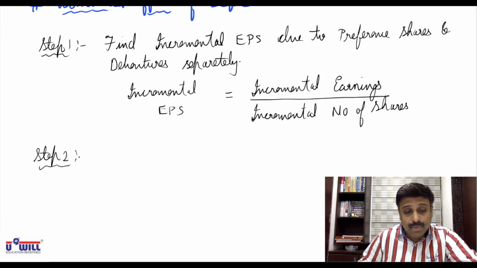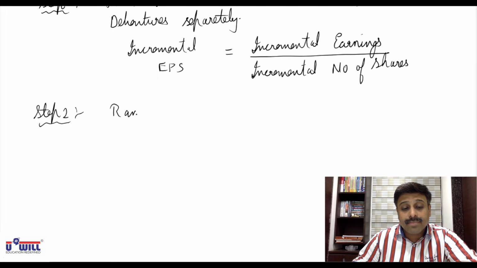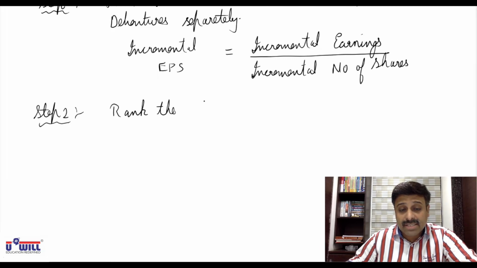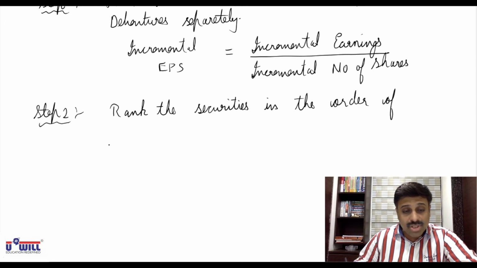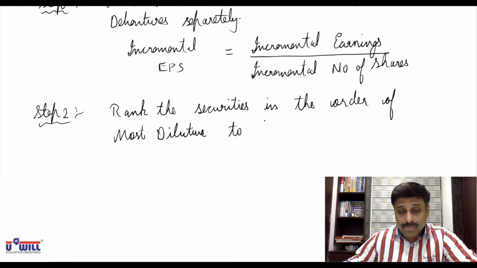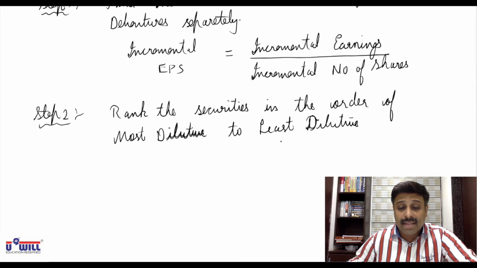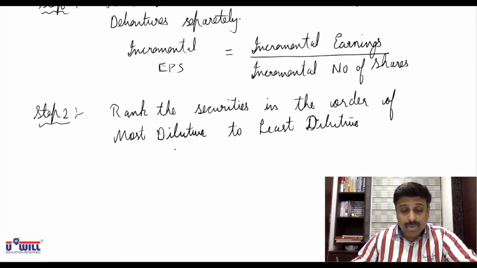Now what you will do in step 2 is rank the securities. Securities means debentures and preference shares, in the order of most dilutive to least dilutive. All of you are supposed to write these steps in your notebook, okay? You rank the securities in the order of most dilutive to least dilutive. Now how will you rank them in this order? Okay, so you remember reverse.